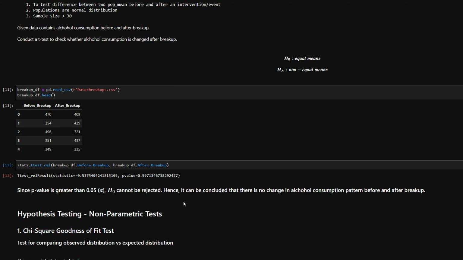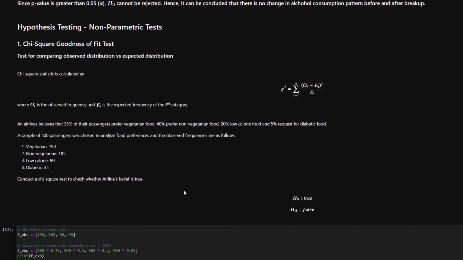So it can be concluded that there is no change in alcohol consumption pattern before and after breakup. I'm not sure about that. So there are other types of parametric tests available, but considering the time that we have available, we're just going to focus on the ones that we have discussed. Moving on to the non-parametric test.